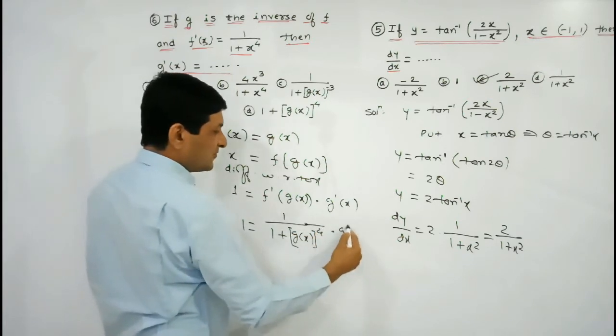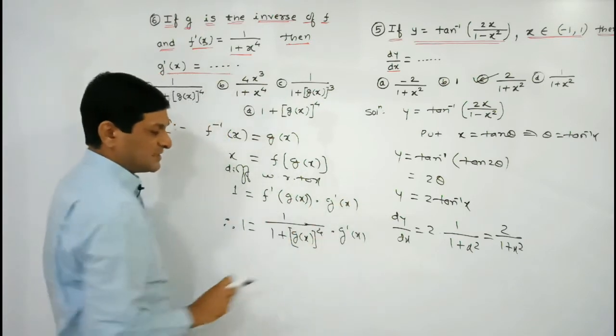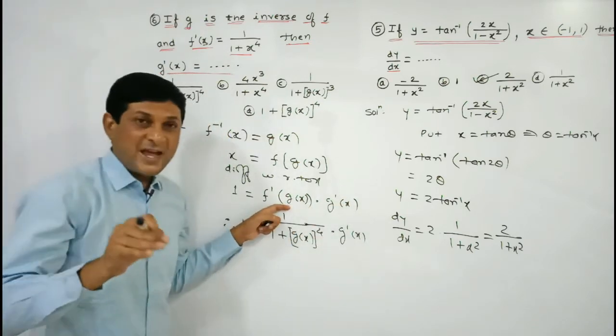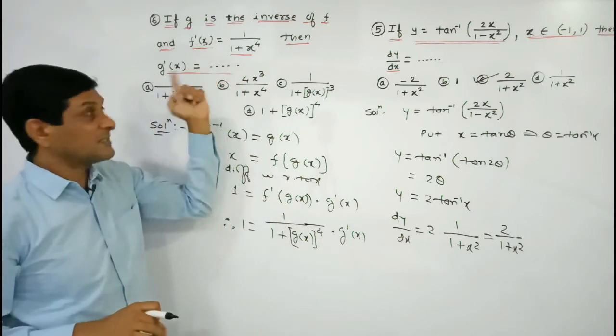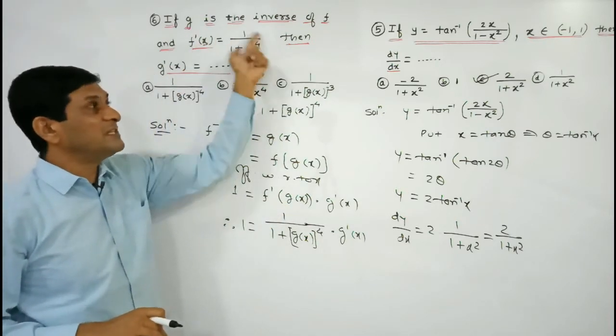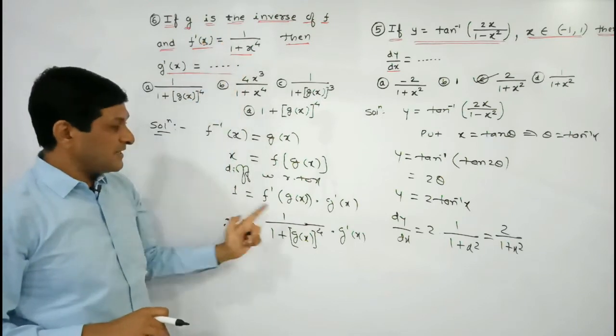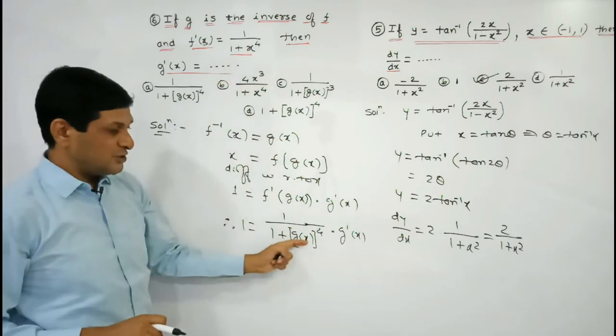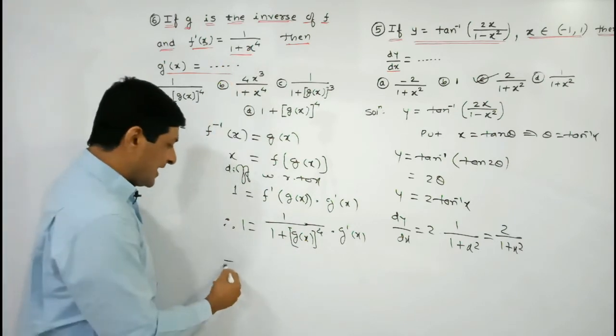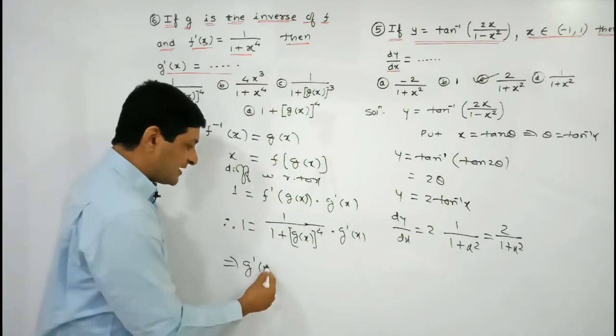Into g dash of x, keep it as it is, keep this term as it is. We have just substituted the value of f dash of g of x using the given condition of f dash of x. f dash of x की वैल्यू ये दी है हमें, सिर्फ x के जगह पे क्या है? यहाँ पे g of x है, तो इधर भी x किससे रिप्लेस होगा? g of x से. Okay, so this implies that g dash of x, which is our required value.